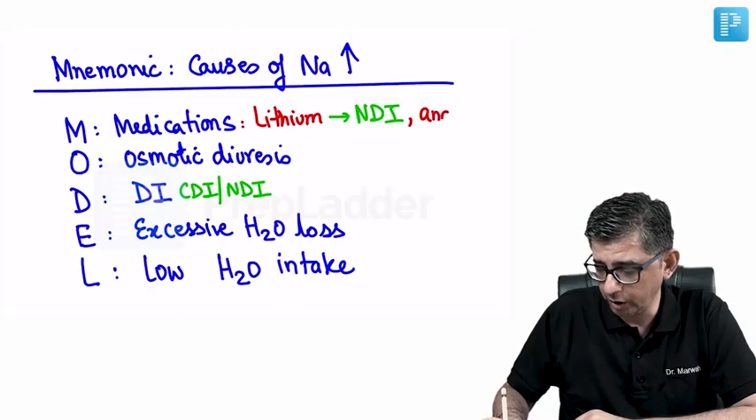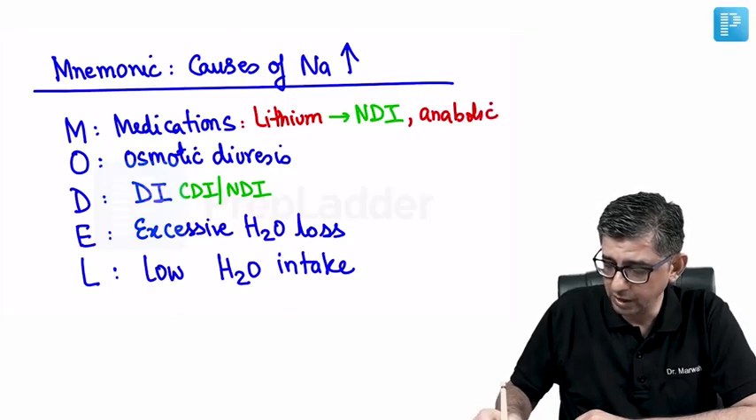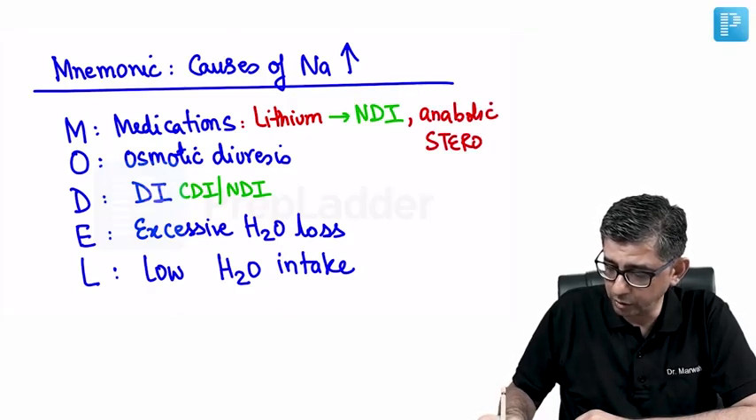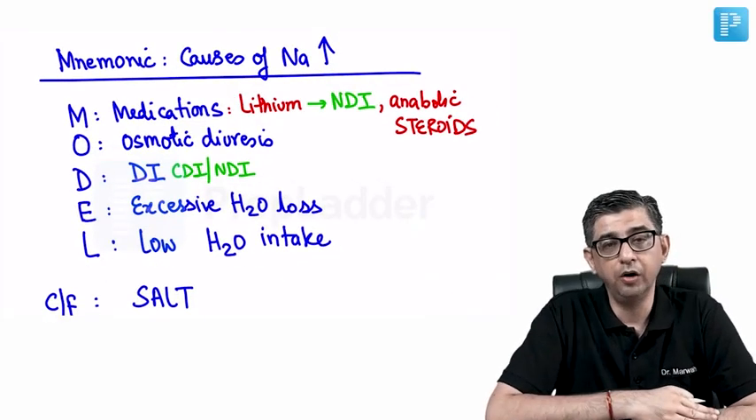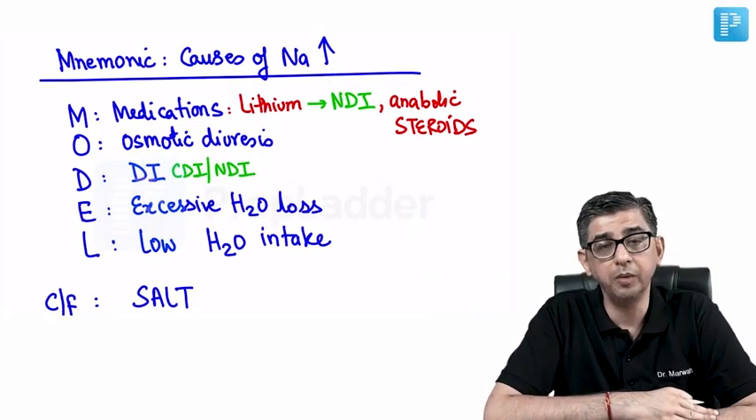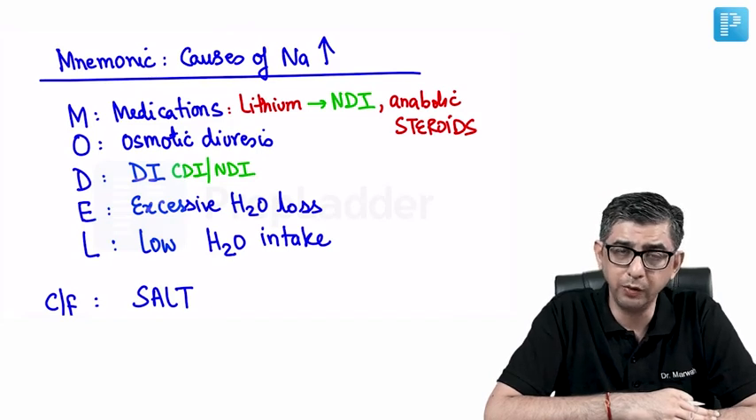Or he can talk about a bodybuilder who's taking anabolic steroids. Even excess of anabolic steroid injections in, let me say, bodybuilders and weightlifters can contribute to dangerous hypernatremia. Then there can be osmotic diuresis.